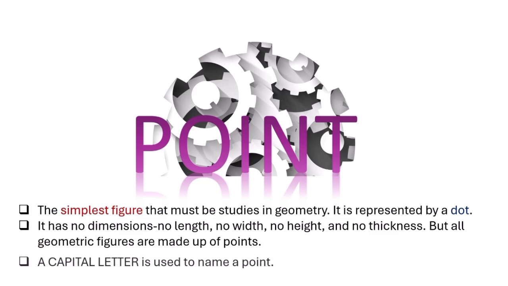We can represent a point by a dot, and we use capital letters to name it. For example, you have point A. You just write a dot and a big letter A. That is how to name a point. Examples of a point include a grain of sand, a star in the sky, the tip of a ball pen, and many more. Even though it has no size, every geometric figure is made up of points.